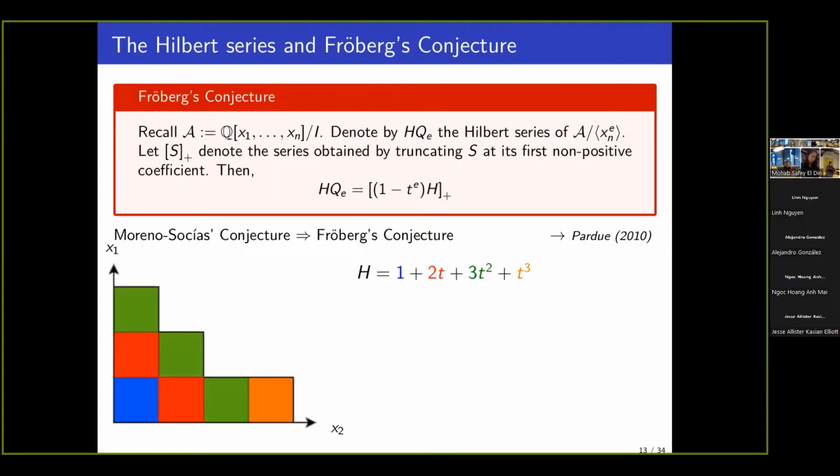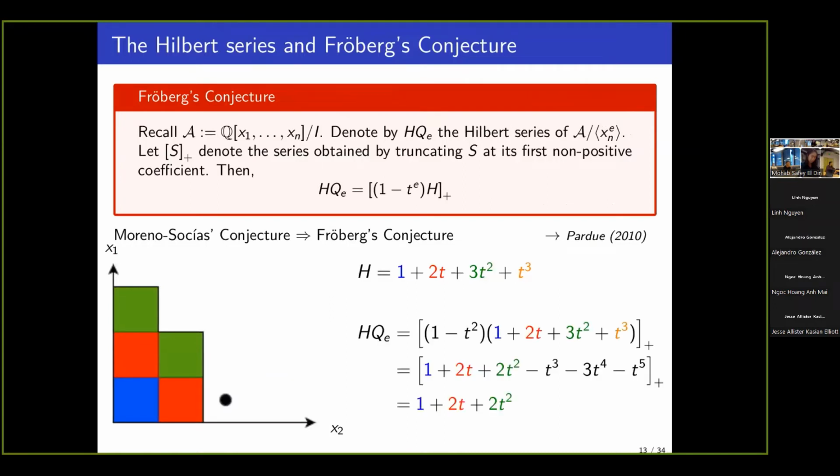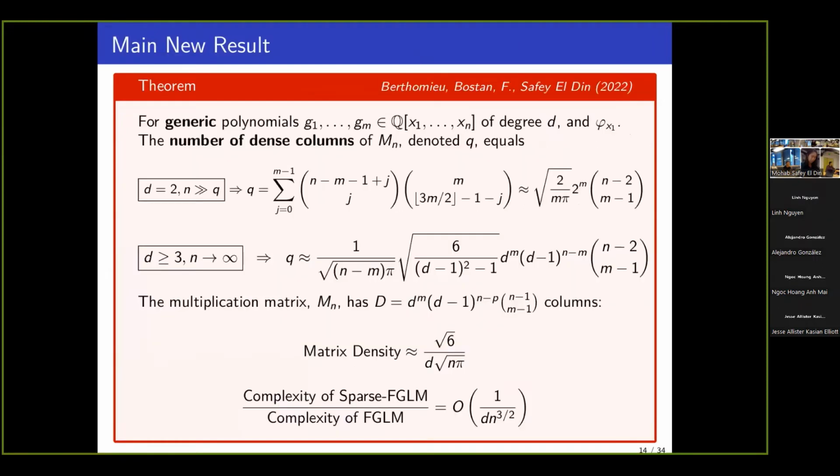So if we just look at our past example, let's say we add to the ideal x2 squared, so we're quotienting by this x2 squared. Then we can find the Hilbert series of the new algebra by multiplying h by 1 minus t squared, multiplying out and then truncating at the first non-positive coefficient, and you can see that the two things line up. So by putting all these combinatorial ingredients together, we can get our main theorem.